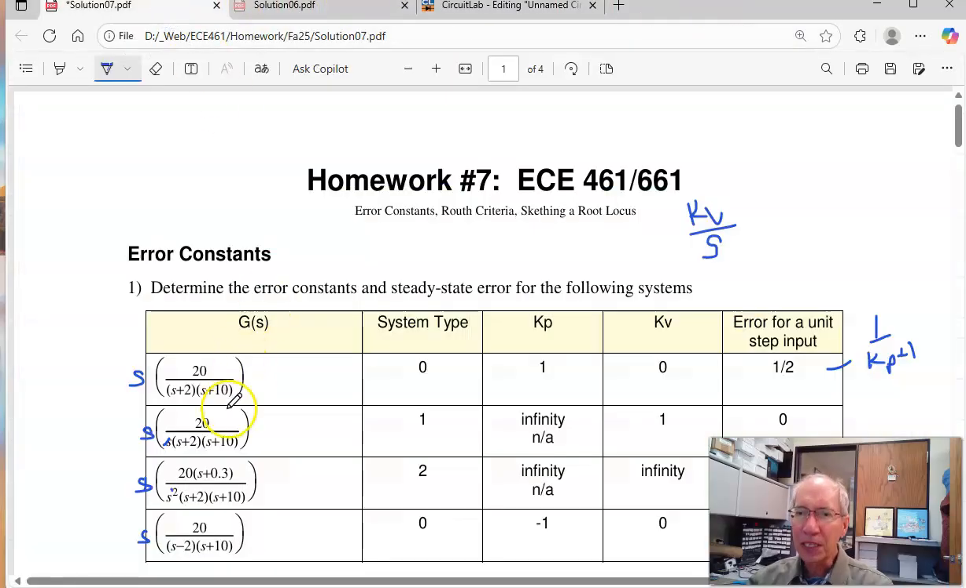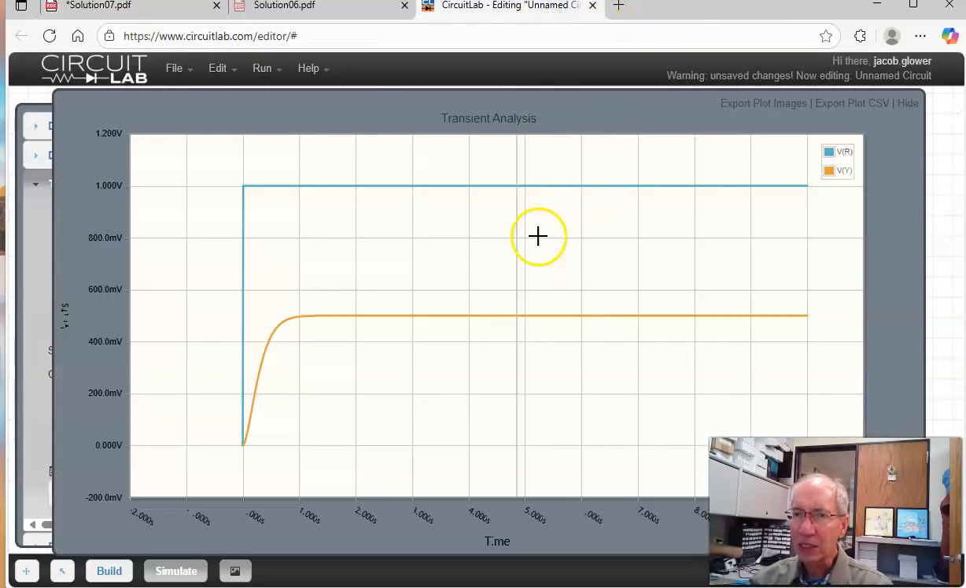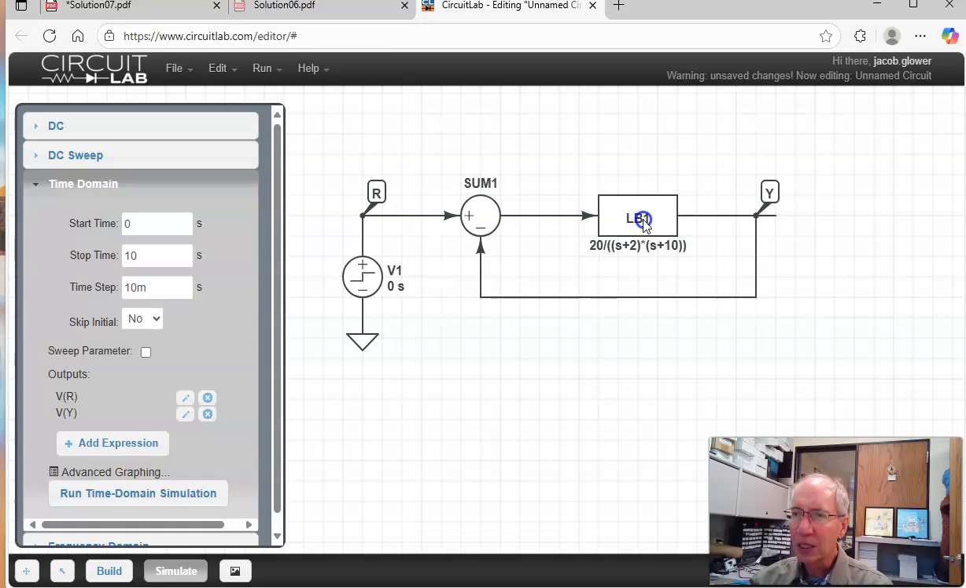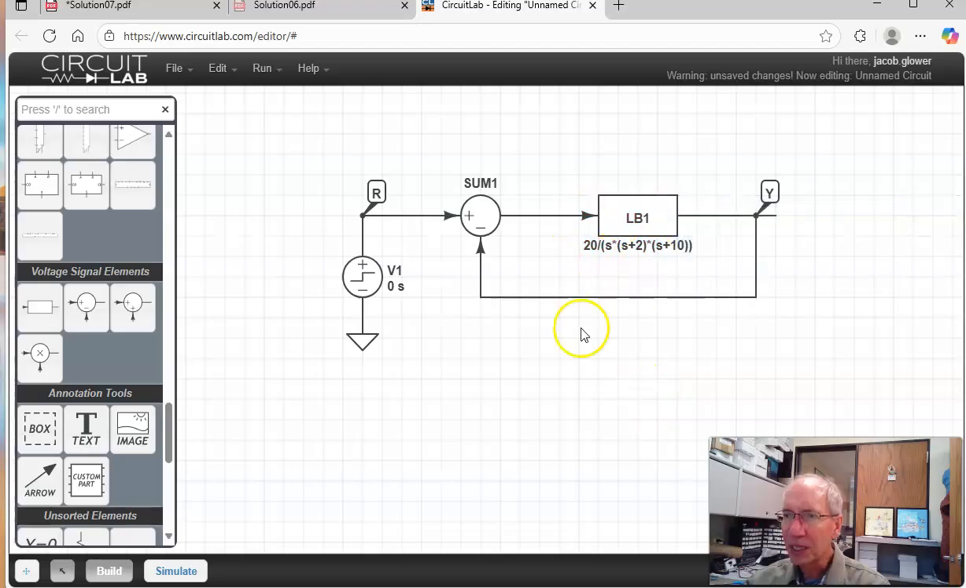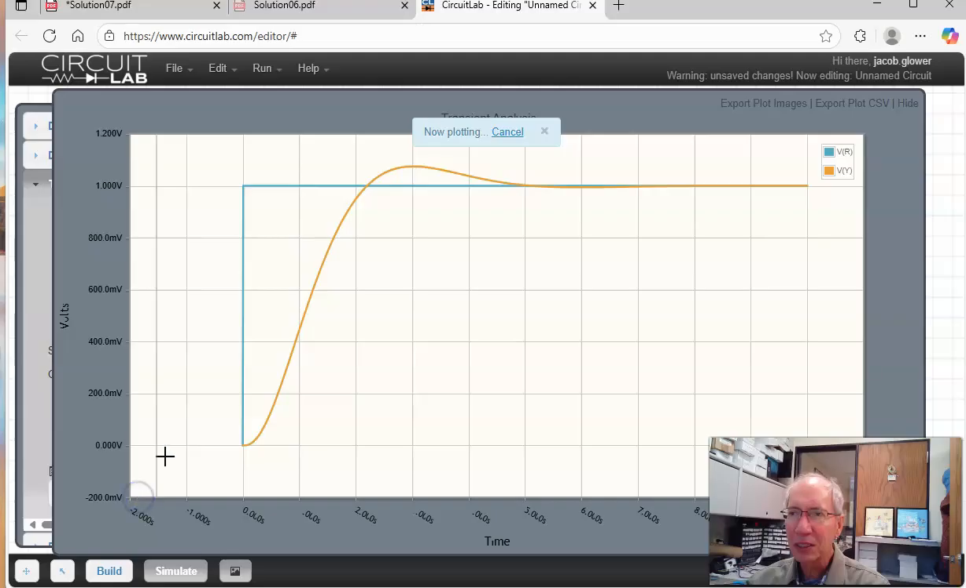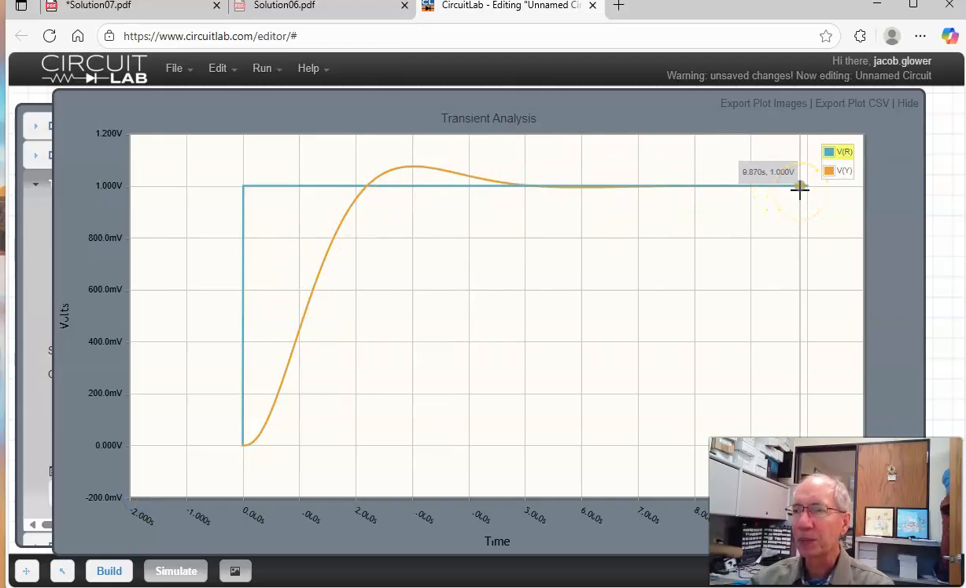If I try the next system, make it a type 1 system, in Circuit Lab, let's make this s times s plus 2, s plus 10. Run that puppy. Type 1 systems have no error per step input.